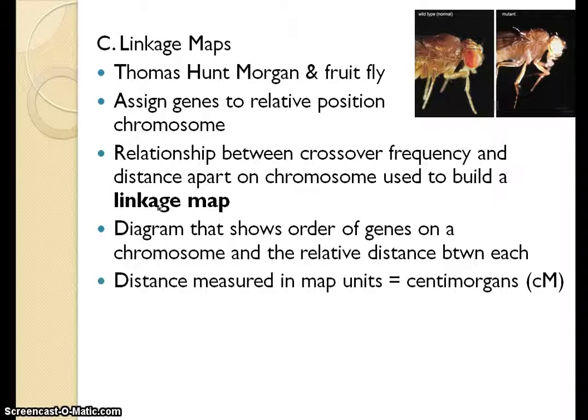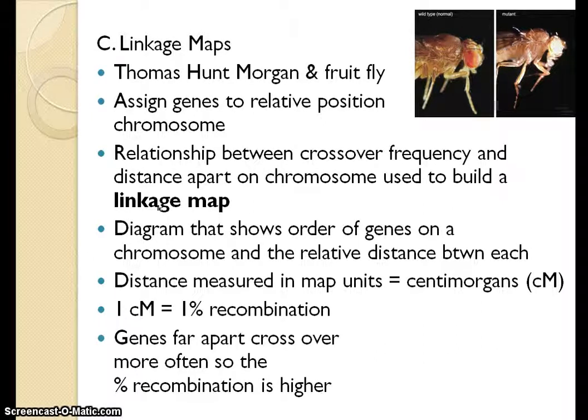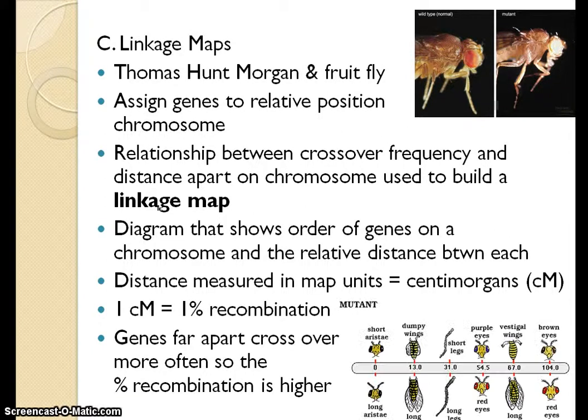He measured the distance in something called a map unit, and it's sometimes called a centimorgan after him. Basically, what is set as the standard is that 1 centimorgan or 1 map unit is the same as a 1% recombination. Genes that are far apart cross over more often, so their percent of recombination would be higher. Here's an example of the fruit fly chromosome that he mapped, showing different parts of their antenna, different characteristics of wings, legs, eyes, and so on.